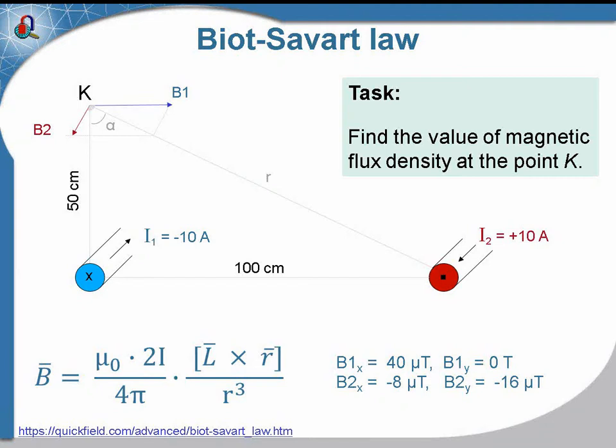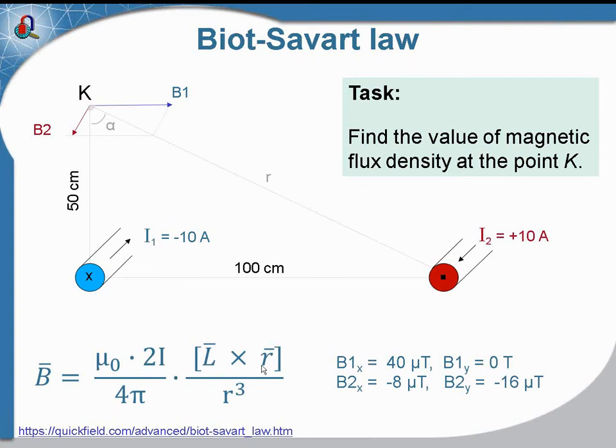This example is dedicated to the Biot-Savart law and the magnetic field superposition principle. The Biot-Savart law states that the magnetic flux density vector at any point could be calculated using this equation. Here, I denotes the electric current value, L vector points in the same direction as the electric current, and the magnitude of this vector is equal to the conductor's length.